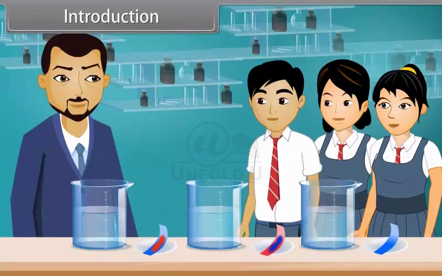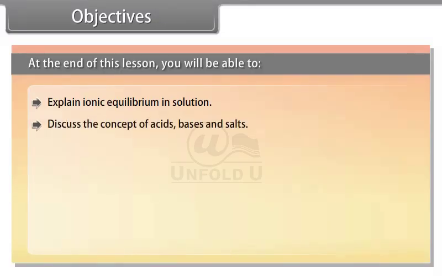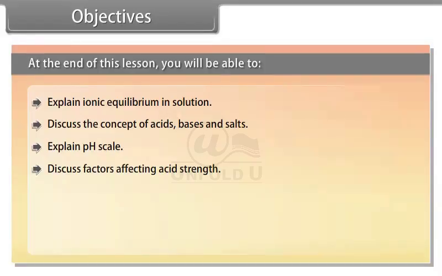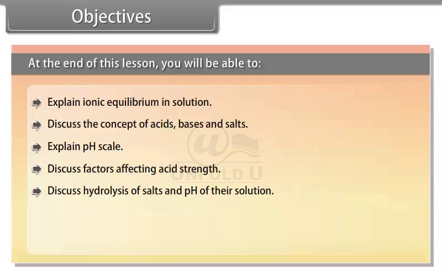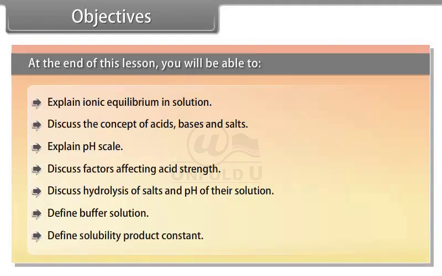In this lesson, you will study the physical and chemical equilibrium. Objectives. At the end of this lesson, you will be able to explain ionic equilibrium in solution, discuss the concept of acids, bases and salts, explain pH scale, discuss factors affecting acid strength, discuss hydrolysis of salts and pH of their solution, define buffer solution, define solubility product constant.